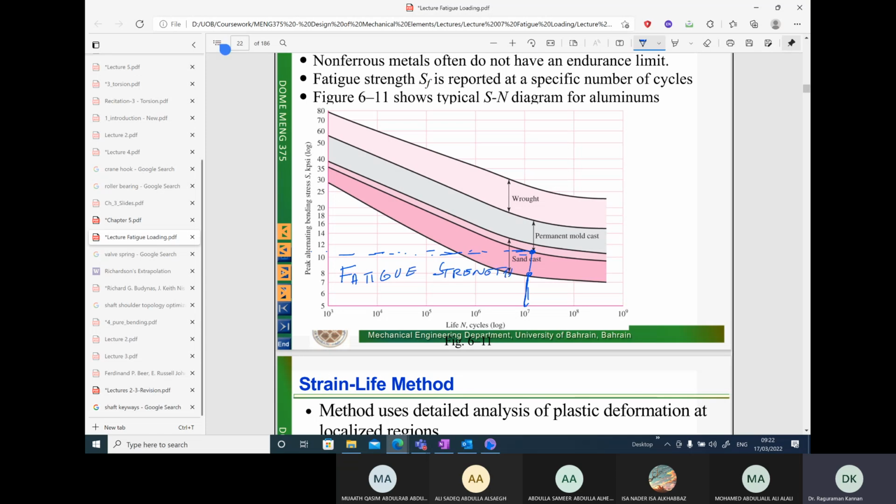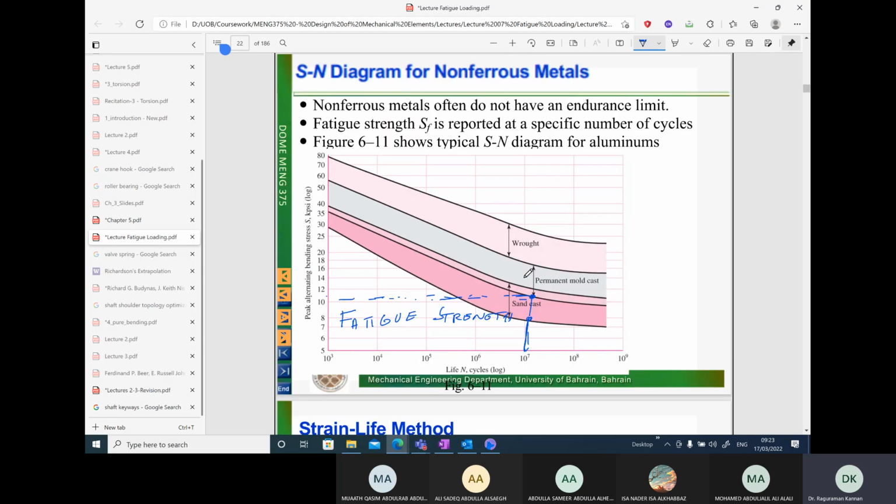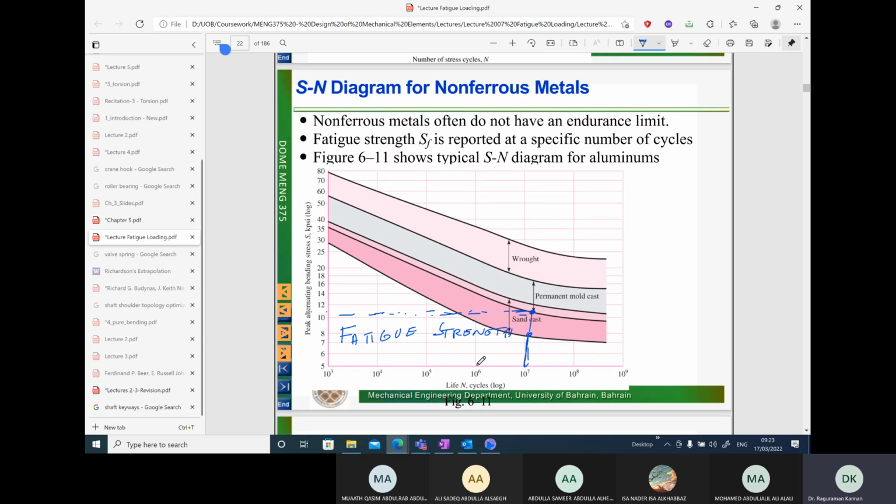So we arbitrarily pick 10 million cycles and call this value the fatigue strength of aluminum, and then we use that in design. Sometimes they pick it at 1 million cycles and sometimes maybe 100 million cycles, depending upon what data they are providing as fatigue strength. Fatigue strength could be provided at 10 million, 1 million or 100 million cycles for aluminum. Mostly in design cases, you will have 1 million cycles for aluminum.